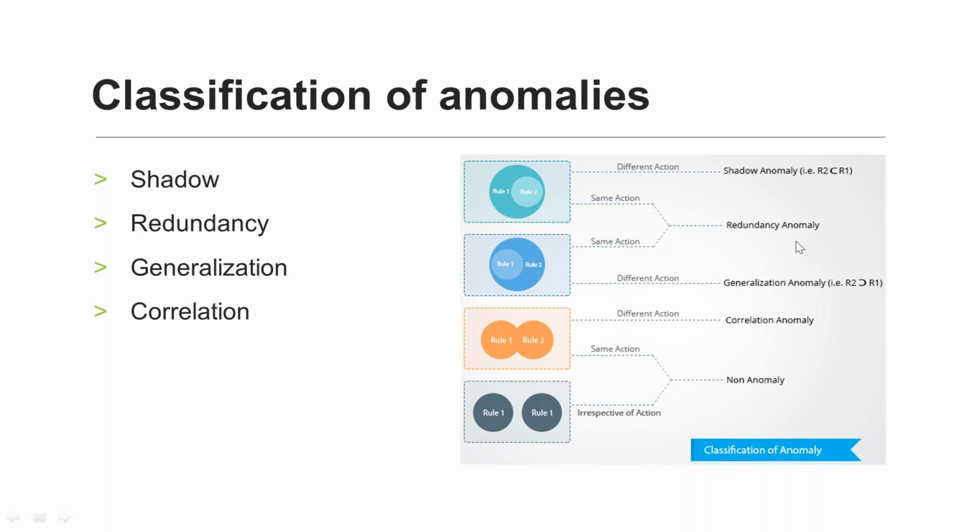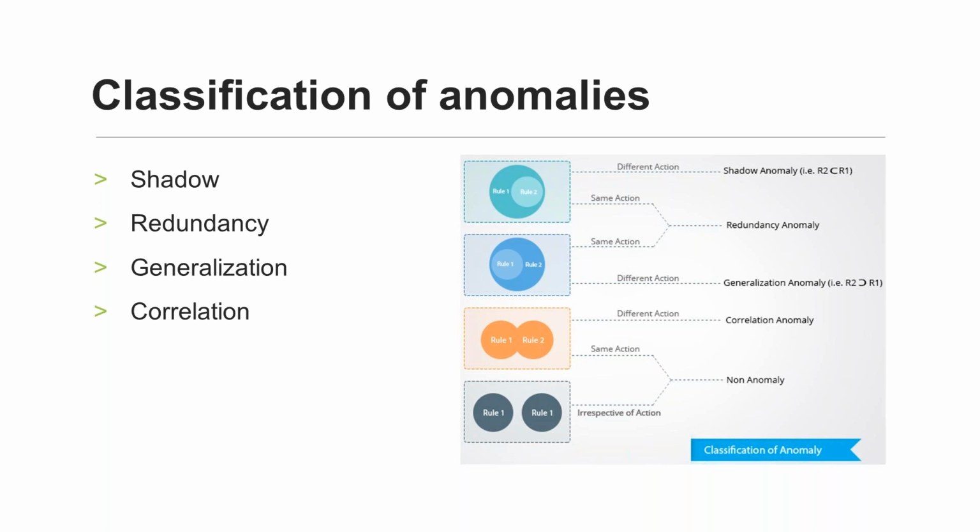That's how the anomaly categorization has happened. If it is a different action, that will be a shadow anomaly. If it is the same action, that will be a redundancy anomaly. The opposite way, if rule number 1 is a smaller range and rule number 2 is a bigger range, but the action is the same, that becomes redundancy. And if the action is different, that becomes generalized. If there is some intersection between two rules with different actions, where rule number 1 and rule number 2 have different actions, one allowed and one denied, that will become correlated. If they have the same action, that will be non-anomaly.